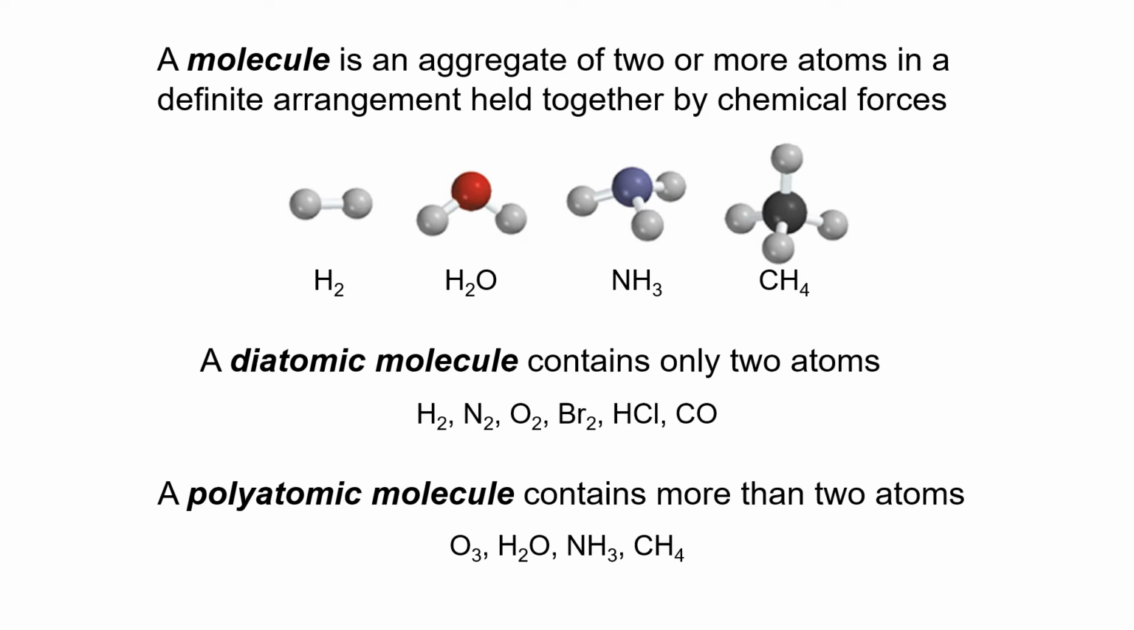Ozone is an example. Water. So we have three atoms here. Ammonia and methane. So we can more aptly characterize these molecules, well, not this one, but these three, by using the word polyatomic. All right.